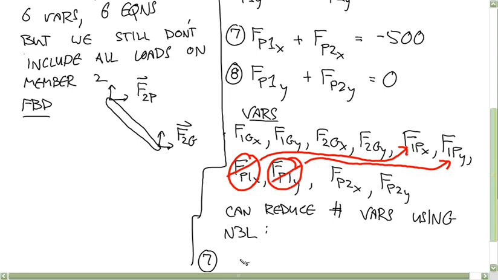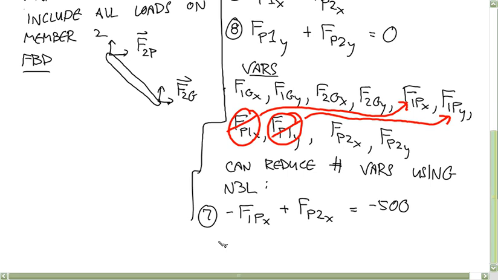But so we have our new equation 7, which is negative F1px plus FP2x is equal to negative 500. And our new equation 8 says negative F1py plus FP2y is equal to 0. Okay, now we have 8 equations and 1, 2, 3, 4, 5, 6, 7, 8 variables, and we can solve it. One thing that comes up a lot in these problems is you'll finish a member and you'll have 7 variables, or say 8 variables and 9 equations. What do you think happens then?